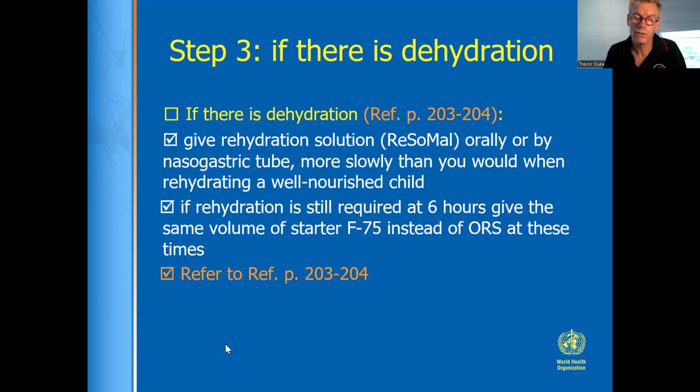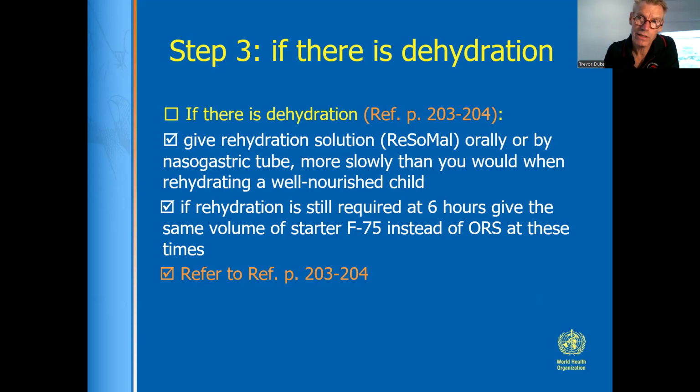Very important. If there's dehydration, then WHO recommends a rehydration solution called ReSoMal, which has a lower sodium content than other oral rehydration solutions. But if you don't have ReSoMal, then giving ORS is good enough. Give that by a nasogastric tube, and typically we rehydrate children with severe malnutrition a bit slower than what you would rehydrate a well-nourished child. Not always. If they've got severe dehydration, you should rehydrate them promptly so that they can recover more quickly.